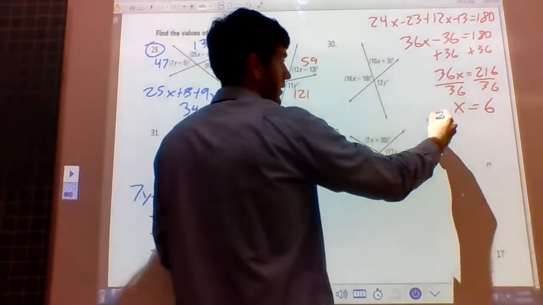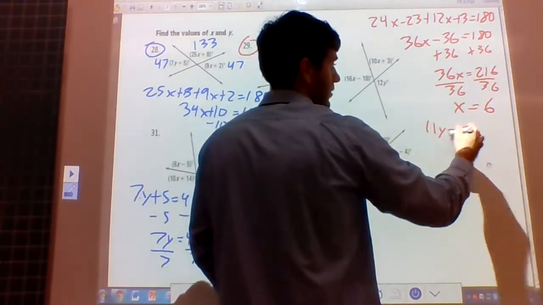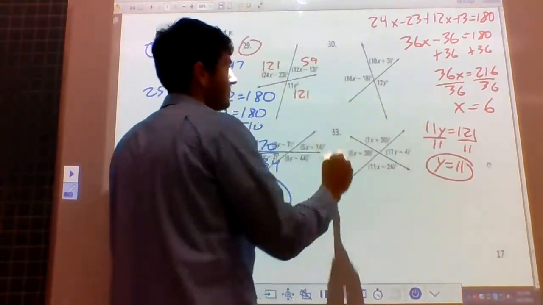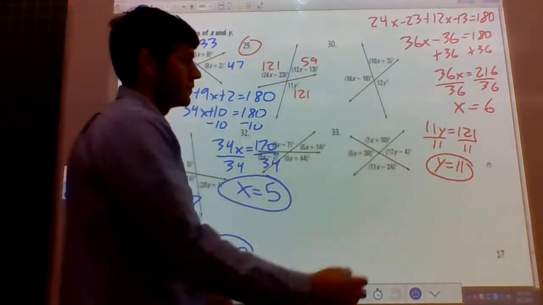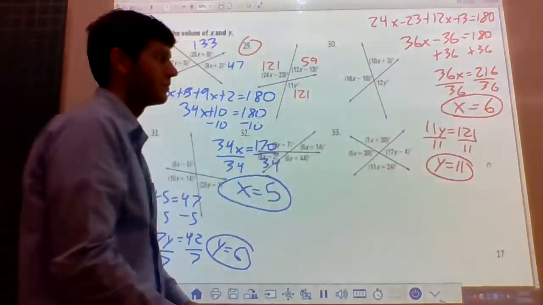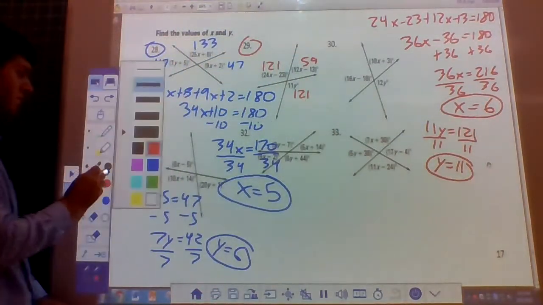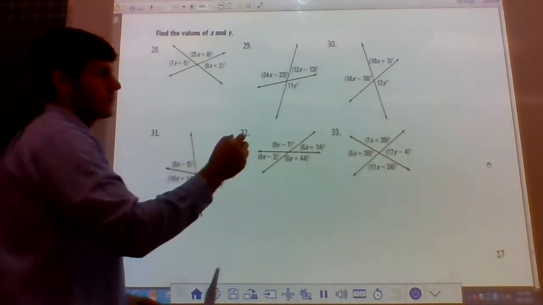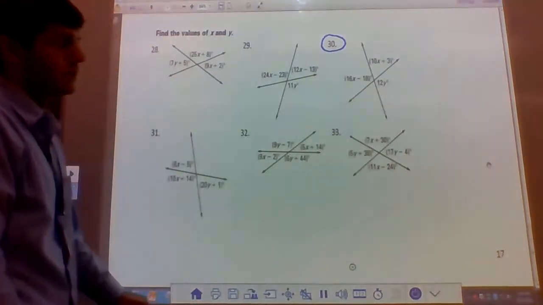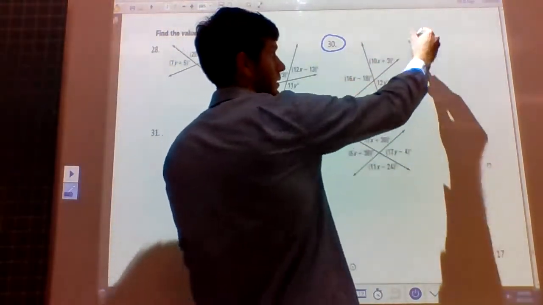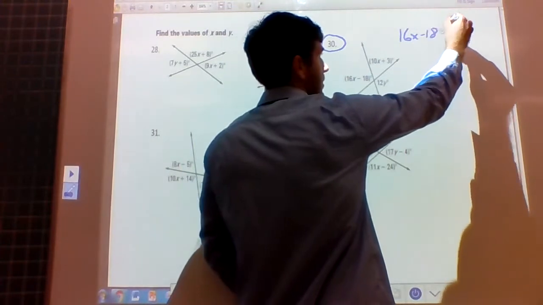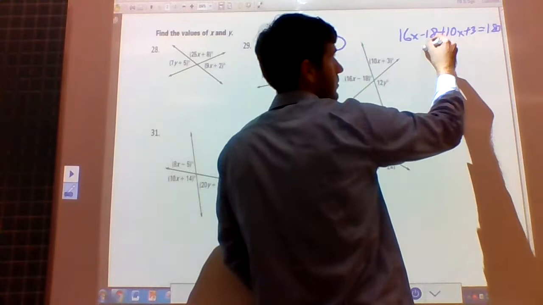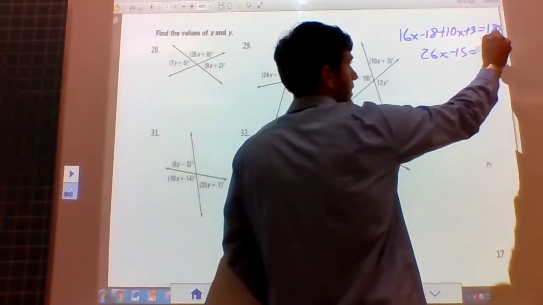So we know 11y equals 121, and then we can divide by 11, and then therefore y is going to be 11. So x is 6 and y is 11. Okay. Let's do 30. So same thing, 180. So 16x minus 18 plus 10x plus 3 equals 180. So that's going to be 26x minus 15 is 180.